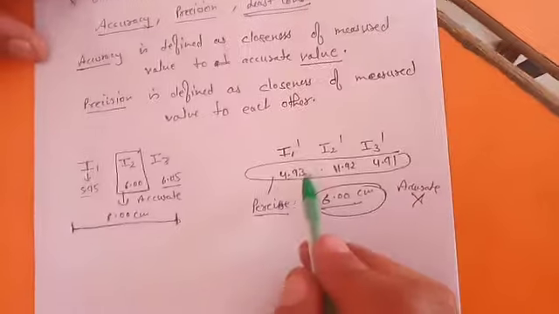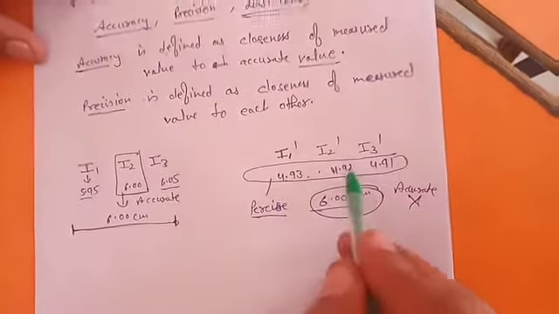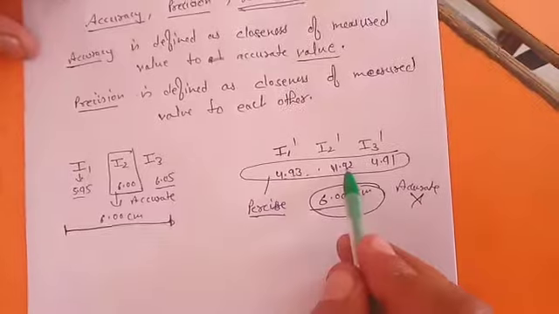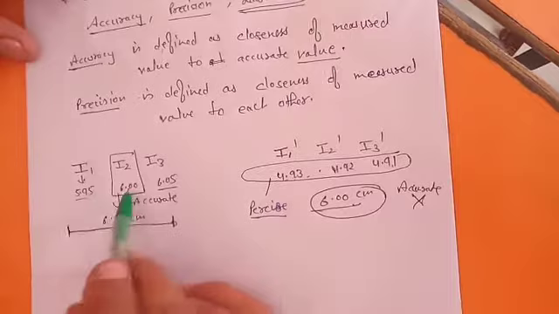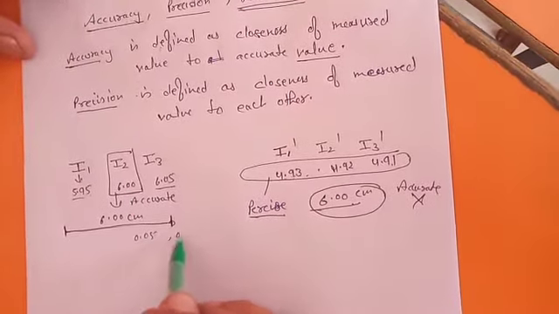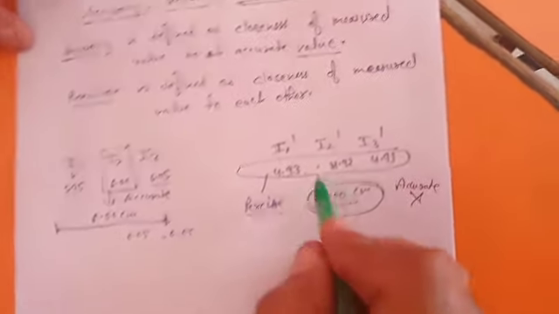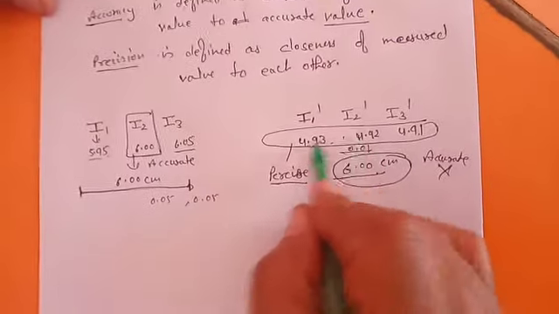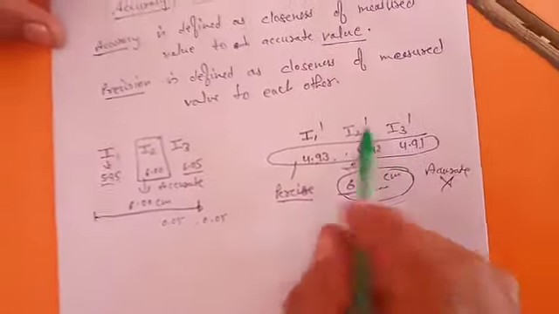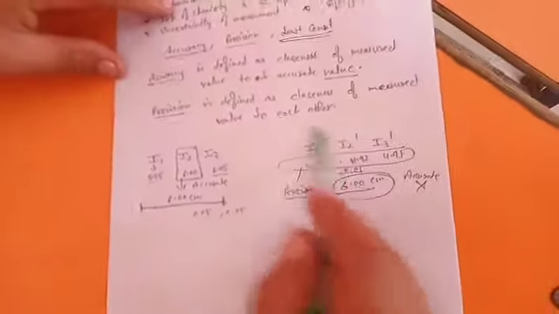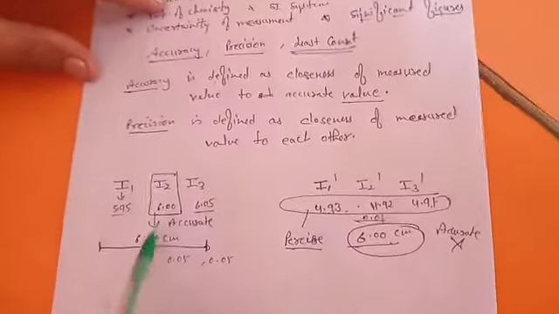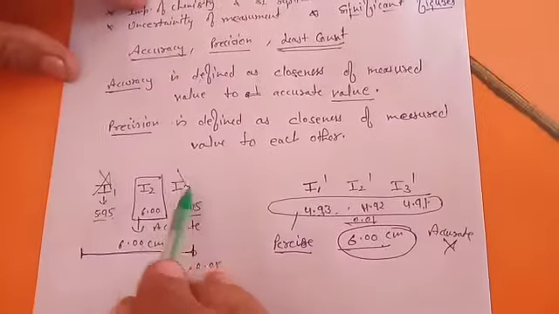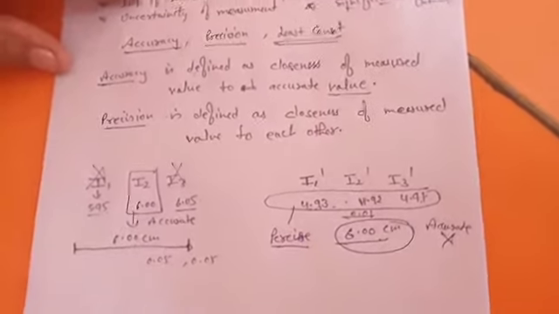But precise, why? Because if you see these 3 different measurements, they are close to each other as compared to the earlier ones. Those measurements differ by 0.05, and these differ by 0.01, so the difference is less in these cases. If the measured values are close to each other, that is defined as precision. But if the measured value is close to the accurate value, that is defined as accuracy. The earlier two instruments are neither precise nor accurate.